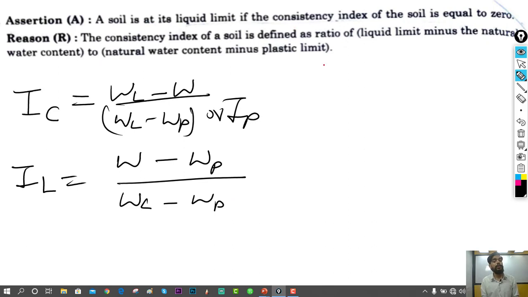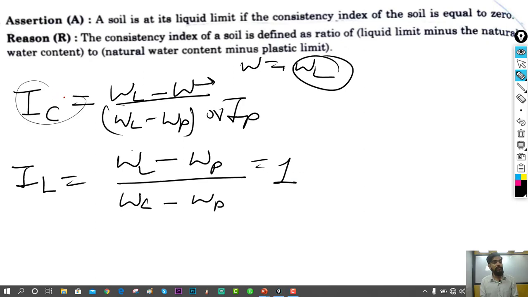And in this statement, it is saying that a soil is at its liquid limit if the consistency index of the soil is 0. Means when consistency index is 0, then natural water content is WL, means our natural water content is equal to WL. So we can see that our consistency index is 0 when our natural water content reaches the liquid limit value. Okay, so when this value is WL, then our liquidity index is 1 and consistency index is 0.